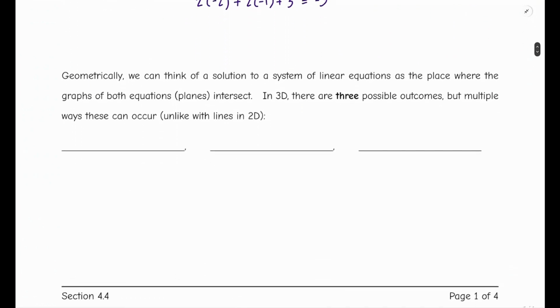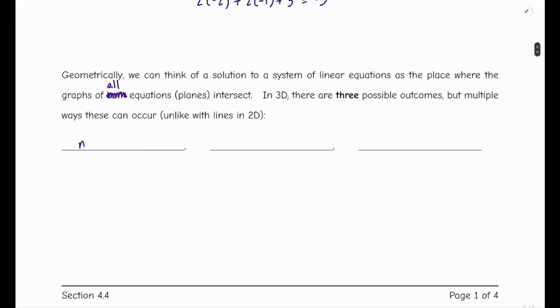Geometrically, we can think of a solution to a system of linear equations as the place where the graphs of both equations intersect. Now that really should say all equations intersect. In 3D, there are three possible outcomes, but multiple ways these can occur, unlike with lines in 2D. So you can get no solution. You can get infinitely many solutions.